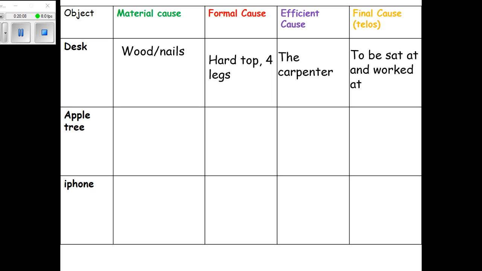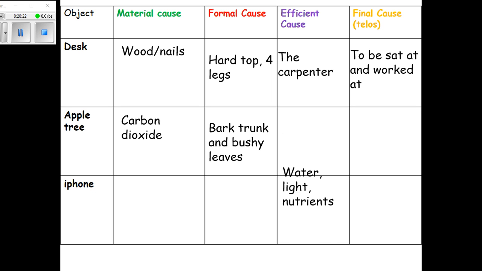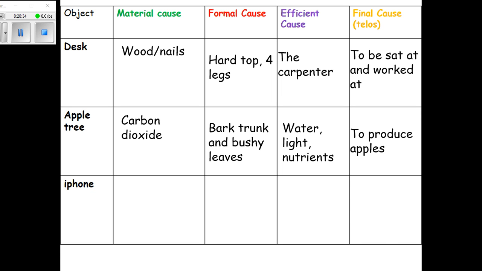Okay, so the apple tree. Material cause, we might say carbon dioxide, carbon, water, etc. Formal cause, its structure, we might say bark, trunk, bushy leaves, we might even say DNA. The efficient cause, well, this is going to be water, light, and nutrients, what actually turns the seed into the tree. And finally, the final cause, well, this is to produce apples. That's its purpose.